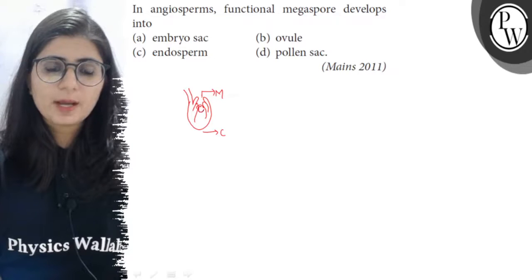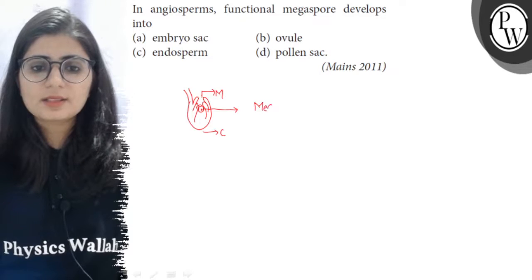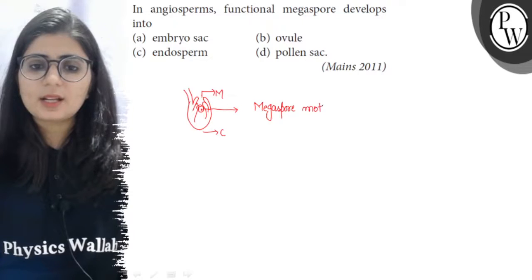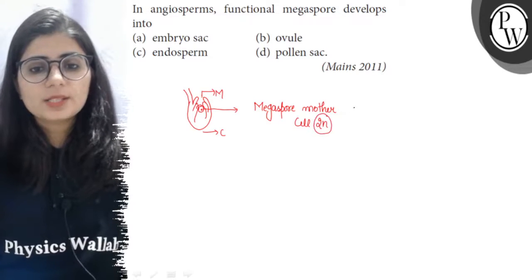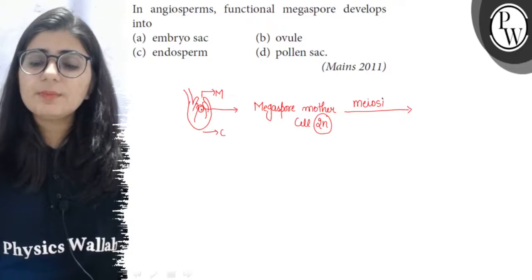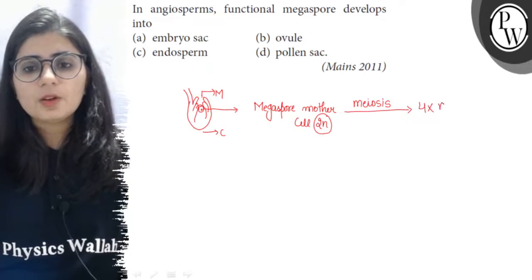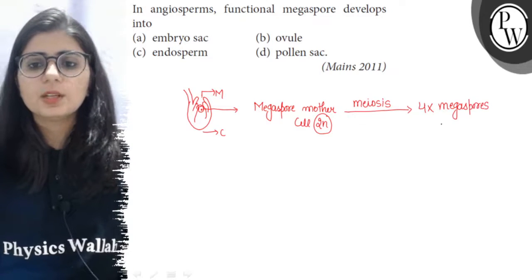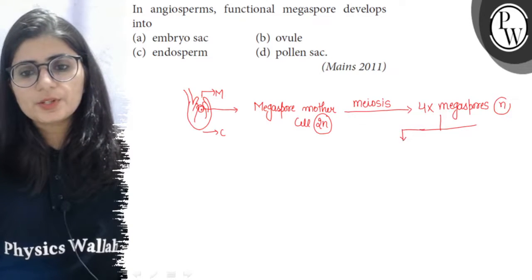At the micropylar end, one cell becomes enlarged, and this enlarged cell is called the megaspore mother cell. It is diploid. Now this megaspore mother cell undergoes meiosis. It means the reductional division will be there, and from this one cell, 4 haploid structures known as megaspores will be formed. Now out of these 4 haploid megaspores, 3 megaspores degenerate.